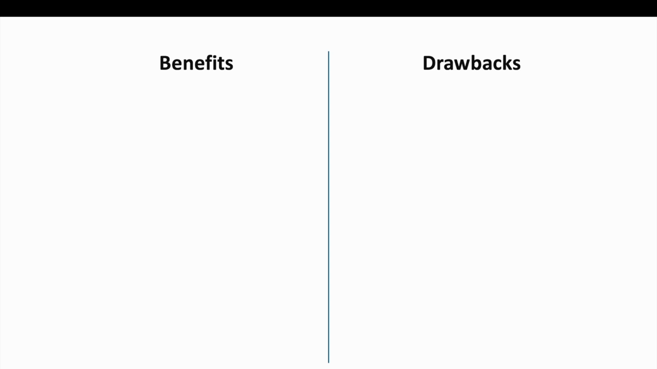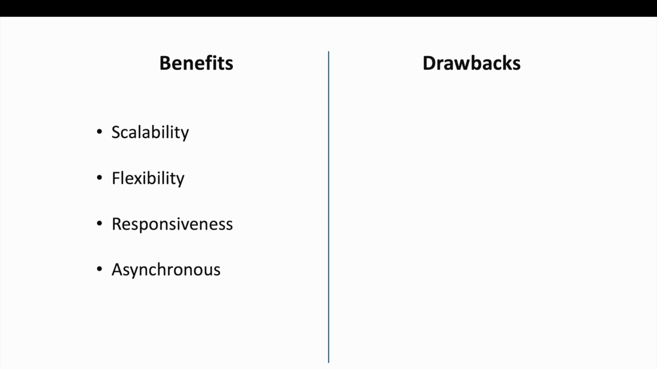Now, what are the benefits and drawbacks? One of the benefits is scalability. The architecture allows for easy scaling as components can be added or removed without impacting other parts of the system. We have flexibility. New event types and event consumer logic can be added with minimal impact on existing components. Responsiveness. Systems are highly responsive to changes or user actions as they happen in real time. Asynchronous. Components operate independently and do not block each other, which is efficient for resources.